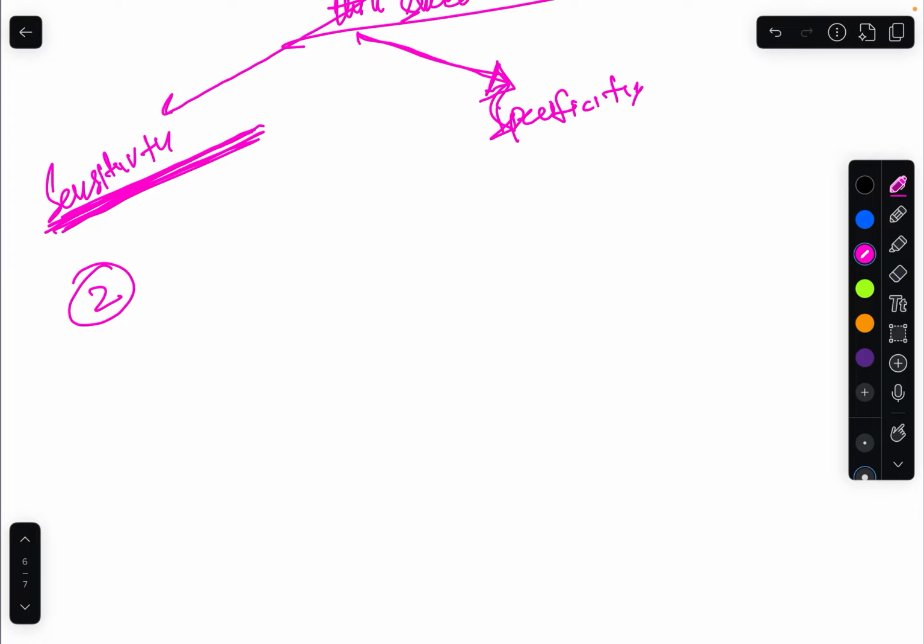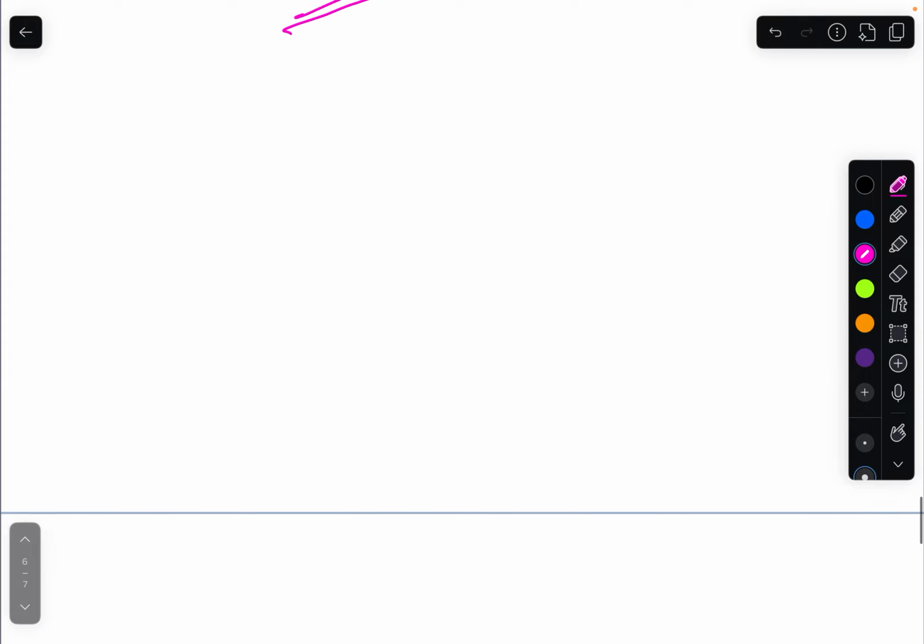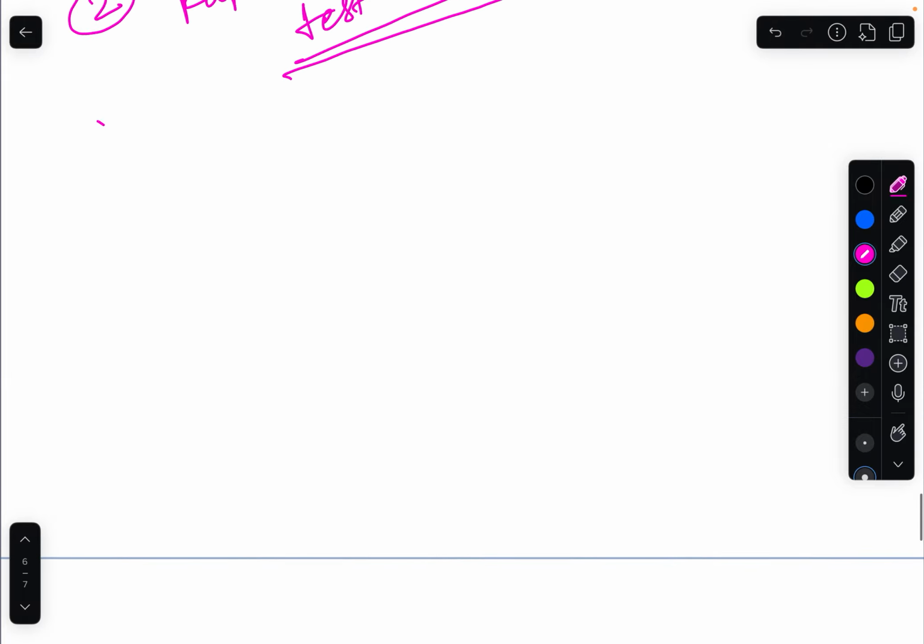Another is rapid antigen test using ICT kits. Most of the labs are doing this rapid antigen test by ICT kits. These can also confirm the presence and types of malaria. So these are the investigations which we should perform in a patient with malaria. We divide them into general investigations and specific investigations. There are 6 general investigations and 2 specific investigations. Now coming towards the treatment.